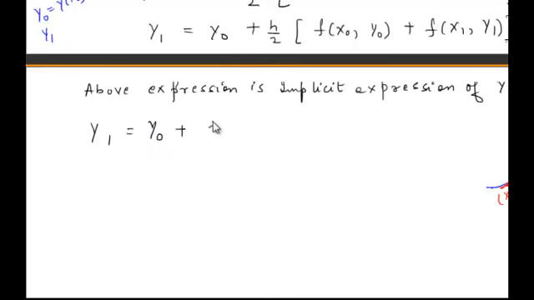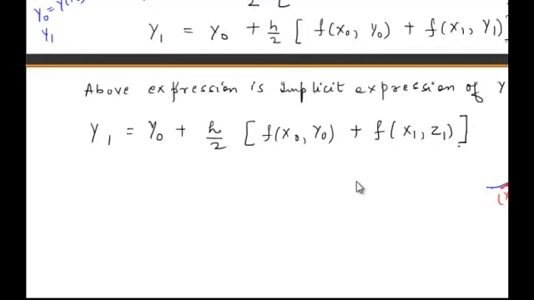So I will write that intermediate value. I will name that intermediate value z1. So that is the intermediate value, f of x1 z1. Okay, so now what is this z1? How will I pick this z1? Do I know any way to pick this z1 systematically? Yes, I do know. I will make use of Euler's method here.